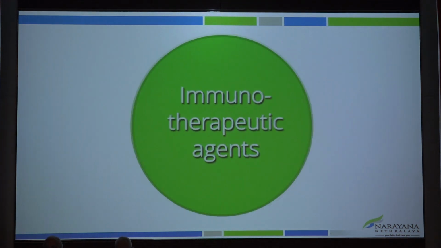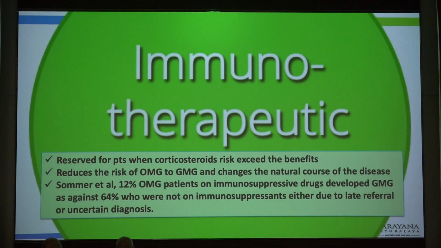The other aspect is immunotherapeutic agents. These are reserved for patients when corticosteroid risk exceeds the benefit, and they reduce the risk of OMG converting to GMG and change the natural course of the disease. They have shown that 12% of cases of ocular myasthenia on immunosuppressives develop generalized disease, as against 64% who are not on immunosuppressants either due to late referral or uncertain diagnosis.